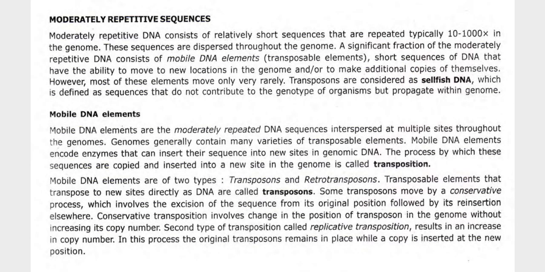Moderately repetitive sequences of DNA consist of relatively short sequences that are repeated, typically 10 to 100,000 times in the genome. The sequences are dispersed throughout the genome. A significant fraction of the moderately repetitive DNA consists of mobile DNA elements, transposable elements, short sequences of DNA that have the ability to move to new locations in the genome and to make additional copies of themselves. However, most of these elements move only very rarely. Transposons are considered as selfish DNA, which are defined as sequences that do not contribute to the genotype of an organism but just propagate within the genome.